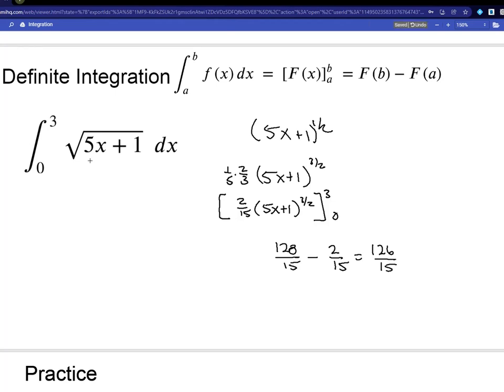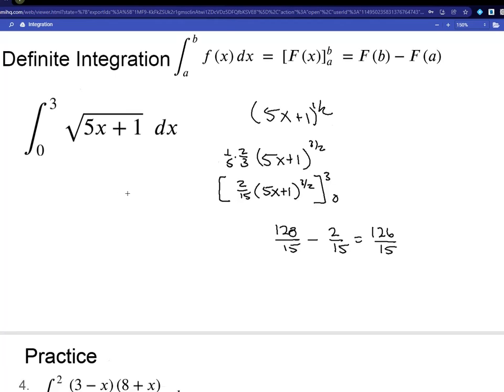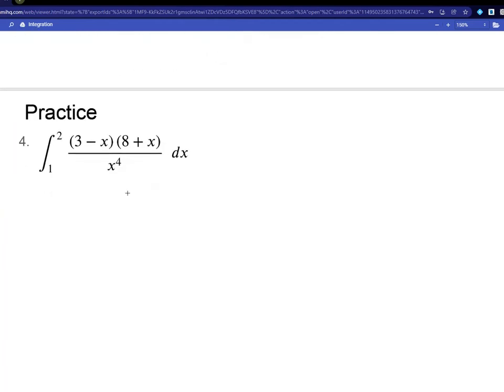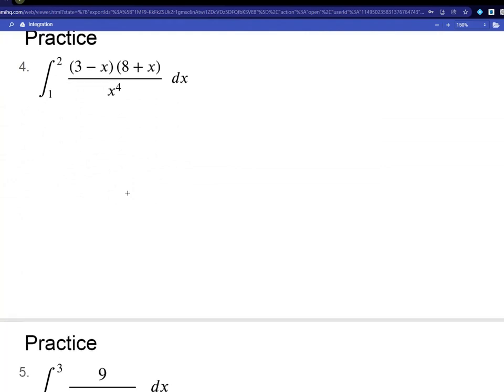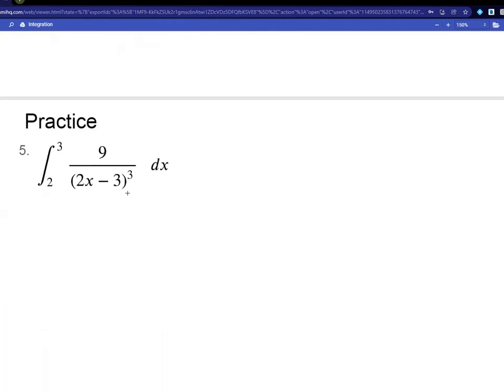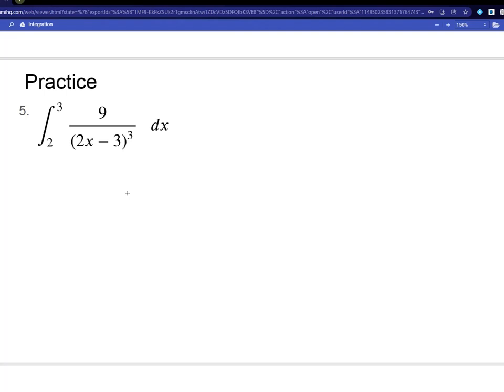The second part definitely makes sense. All right, that looks awesome. I didn't work it out, but that looks good. All right. Try doing this one.